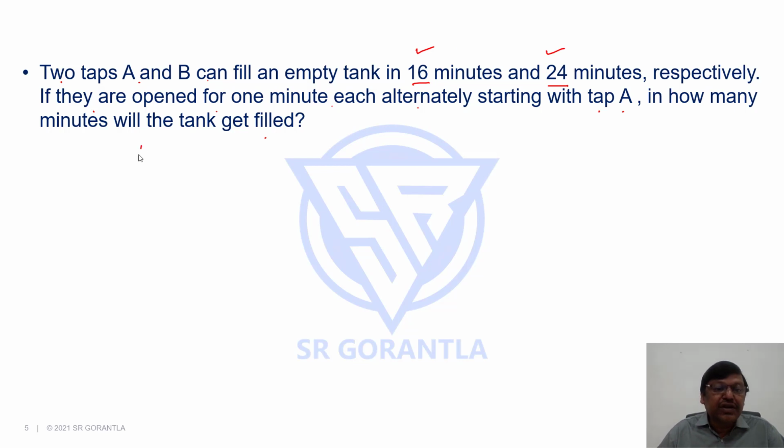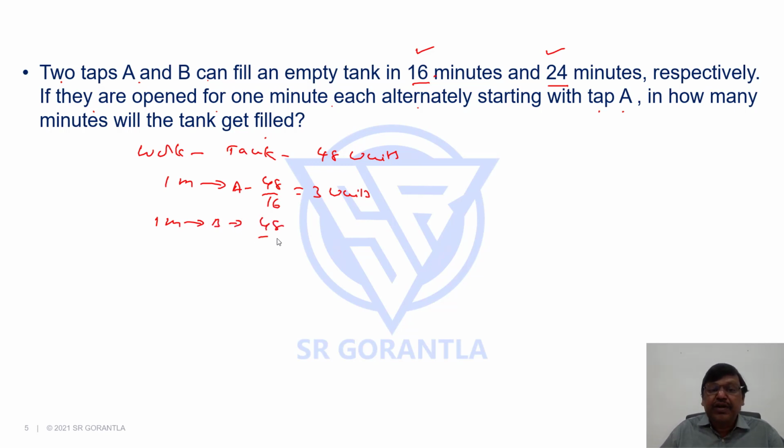Here 16 minutes and 24 minutes. So let the work, in this case the tank's capacity, be the LCM of 16 and 24, which is 48 units. Now A can fill it in 16 minutes, means in 1 minute A's work is 48 by 16, that is 3 units. In 1 minute B's work is 48 by 24, 2 units.